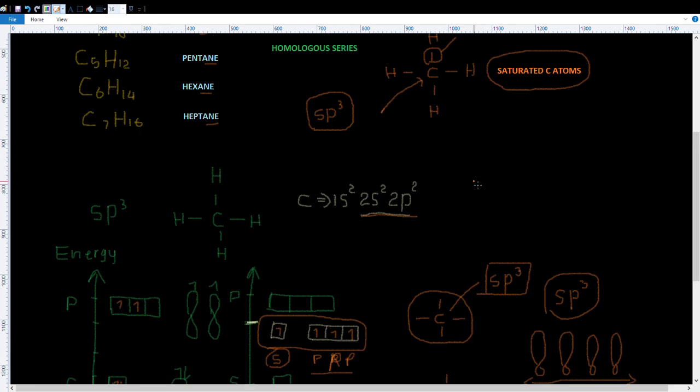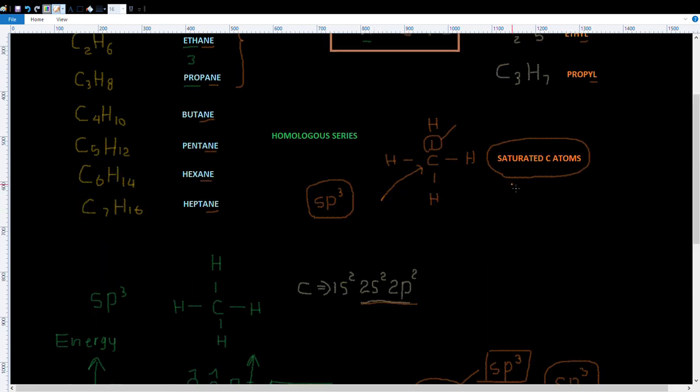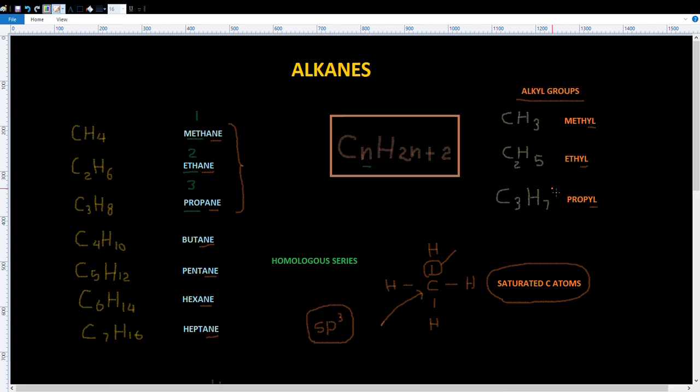So more than just memorizing them, it's better if we have a clear idea about what this sp3 means, how these bonds have equal bond lengths, and what is meant by saturated carbon atoms. I hope now you have an idea about the properties of alkanes. As a last point, I would like to discuss one of the important variations down this homologous series.